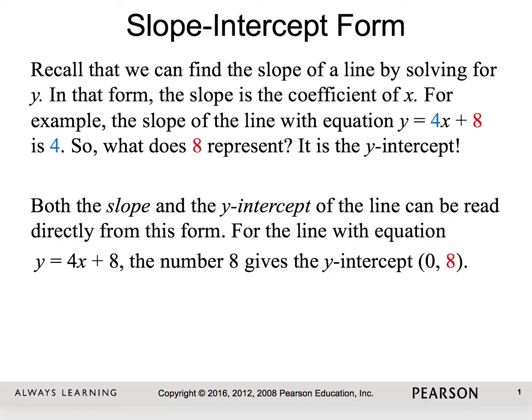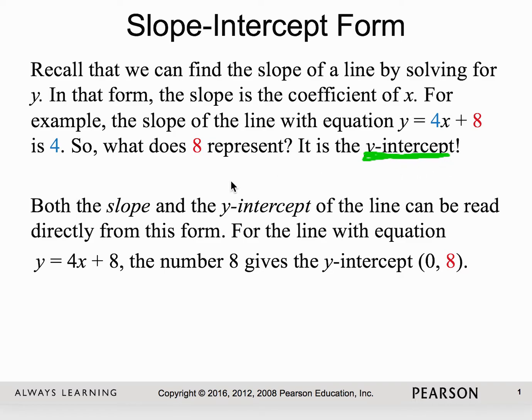Okay, we're still talking about graphing. Now, remember last time we said if our equation was solved for y, the coefficient of the x value is the slope. So now they're asking, what does this constant number represent? It is the y-intercept. That's really going to be huge.